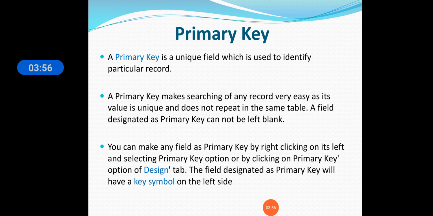Okay, now what is a primary key? A primary key is a unique field which is used to identify a particular record. A primary key makes searching of any record very easy as its value is unique and does not repeat in the same table. A field designated as primary key cannot be left blank. You can make any field a primary key by right clicking on its left and selecting the primary key option, or by selecting the primary key option of the design tab. The field designated as primary key will have a key symbol on the left side.